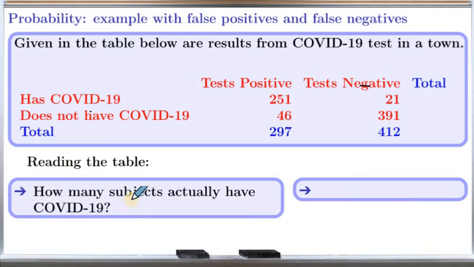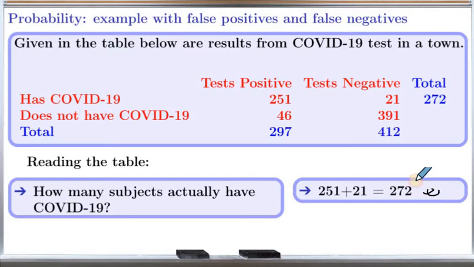Now we have to find how many subjects actually have COVID-19. For us to answer this question, we have to look at this row here. That would be 251 plus 21, so that's 272. So there were 272 subjects that actually have COVID-19.